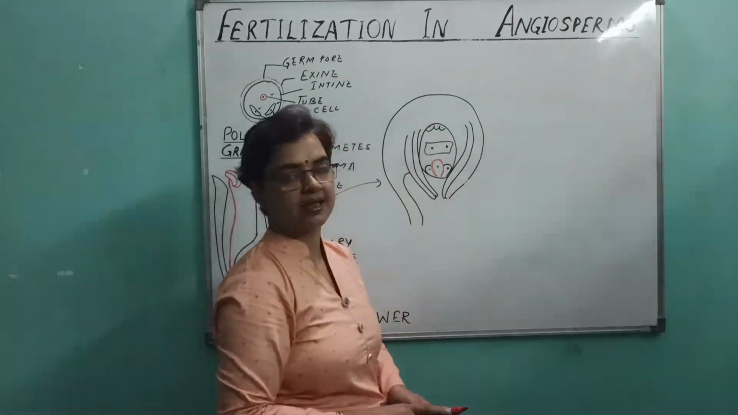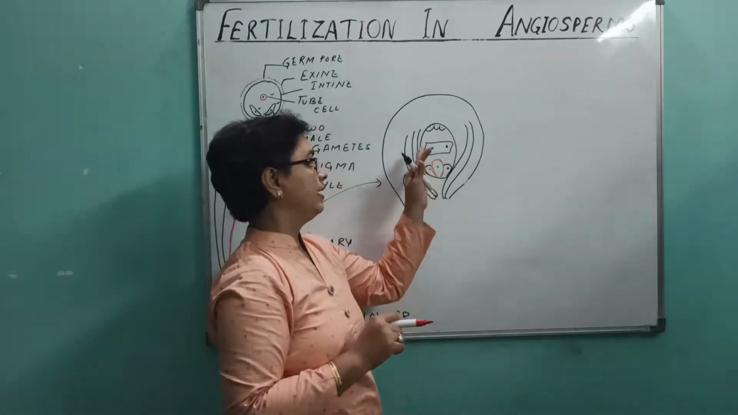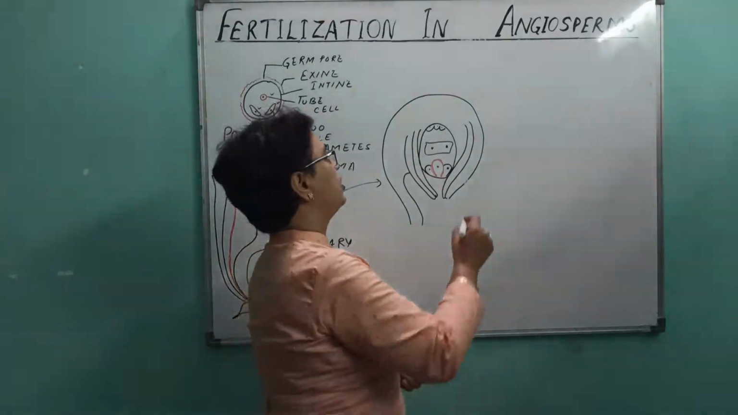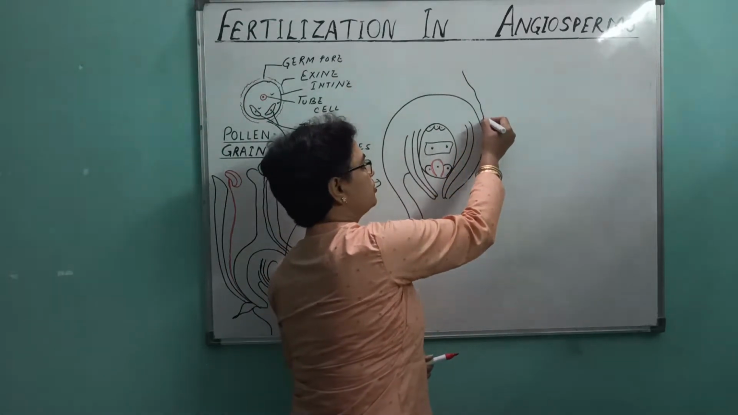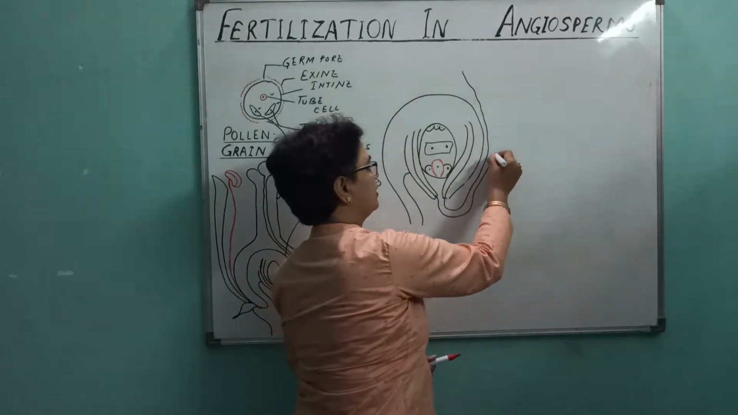I will share my link for the structure of this ovule along with this video. And now I am going to draw the pollen tube. So this is the pollen tube entering here from the micropyle. Here it is.